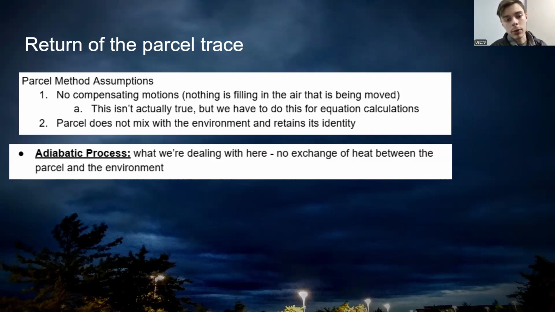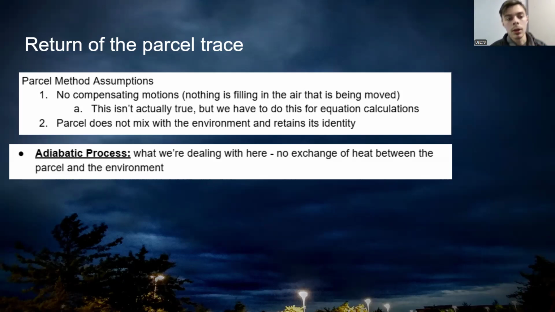But there's two things that we have to assume when we're doing the parcel trace or parcel method. We have to assume that there's no compensating motions, meaning there's nothing that is filling in the air that is being moved. This is not actually true. Both of these things are not actually true, but we just have to assume them for simplicity purposes because we don't have as advanced equations or technologies to depict what it actually is in reality. At least at the time of this video being made, that's not possible.